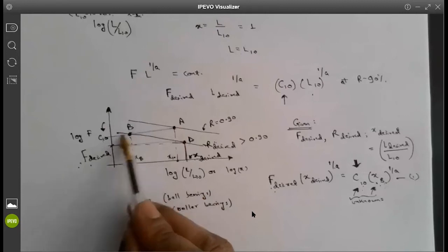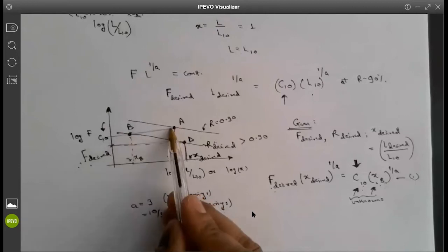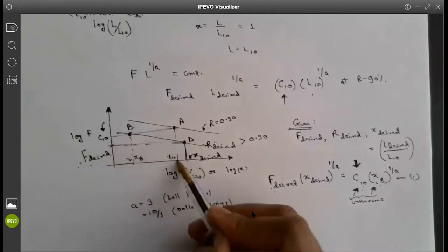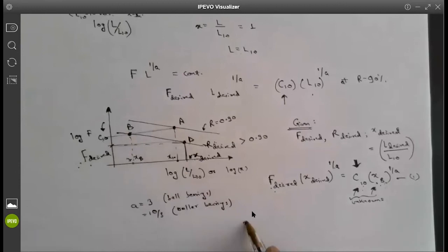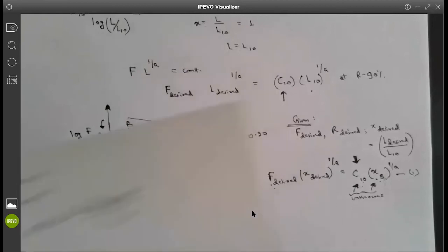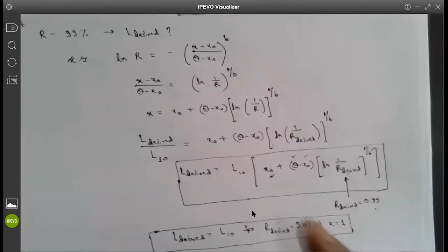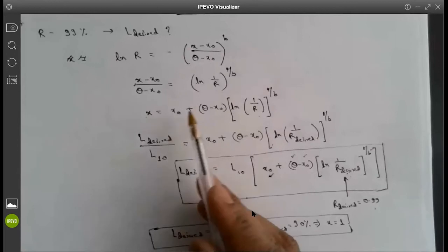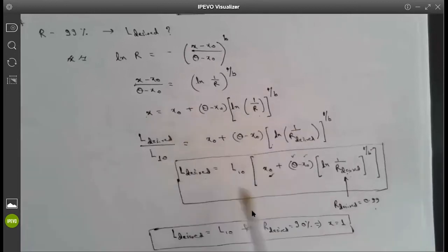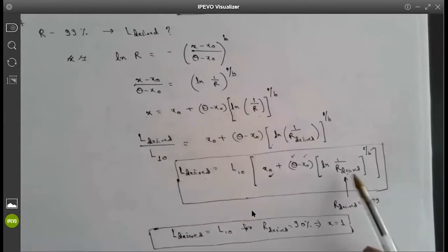If I continue working on this straight line and it intersects the reliability line of 90%, then I know that will correspond to the X10 value. So if you remember, just a sheet ago, we worked with this expression, X equals X0 plus (theta minus X0) divided by, using this expression, where we said that we can find our X desired if we know our R desired.